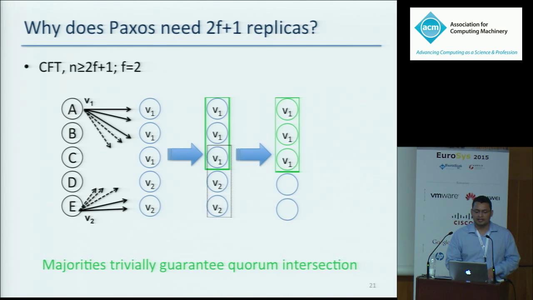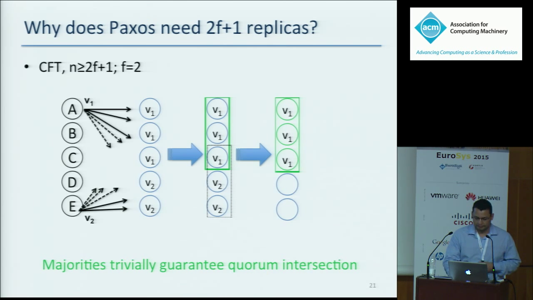But let's suppose that this process didn't crash. So instead, they're just slow, and a concurrent process E sends out a value V2, but only E and D receive it. Because they need f+1 messages in order to make progress, they have to wait for one of the processes in the other group to respond.